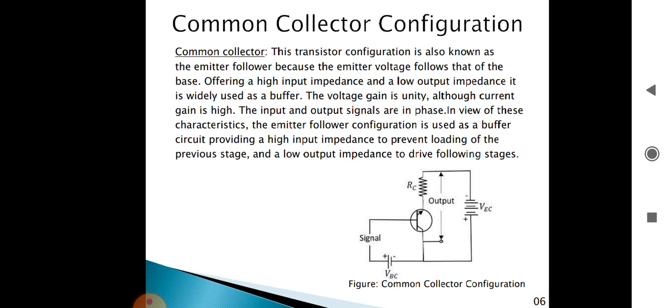Then the common collector configuration is shown in this diagram. It means the collector terminal is made common, so the input terminal is base and the output terminal is emitter. So the input voltage applied between base and collector is VBC and input current is IB. Then the output voltage between output terminals is VEC, voltage between emitter and collector, and output current is IE.